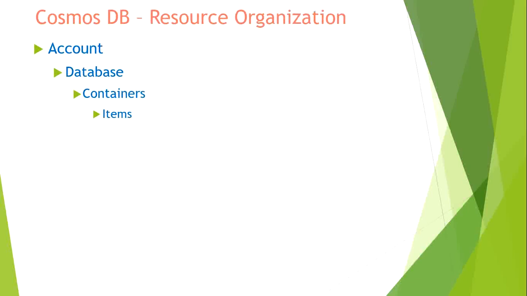Let's take a look at how the Cosmos DB resources are organized. At the very first place, we create one account, and within the account, we create the database. The database contains different containers, and the containers contain the items. So this is how the resources are organized in the Cosmos DB.